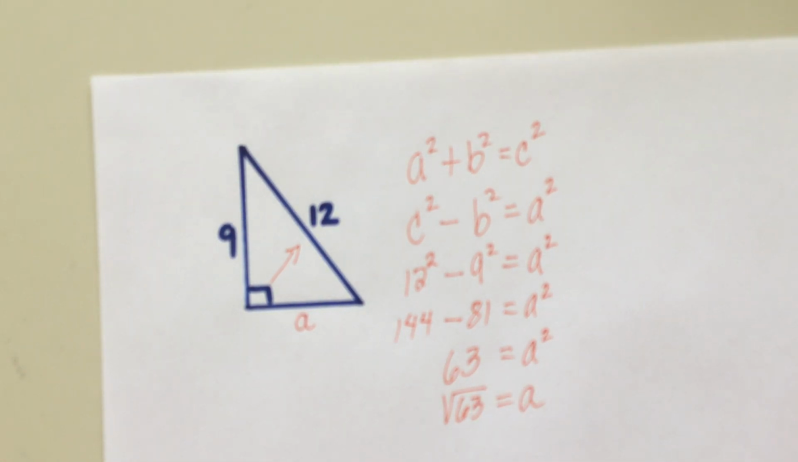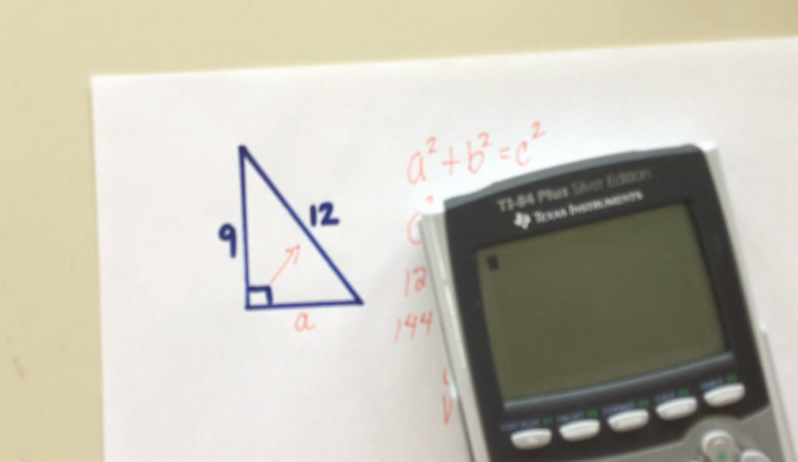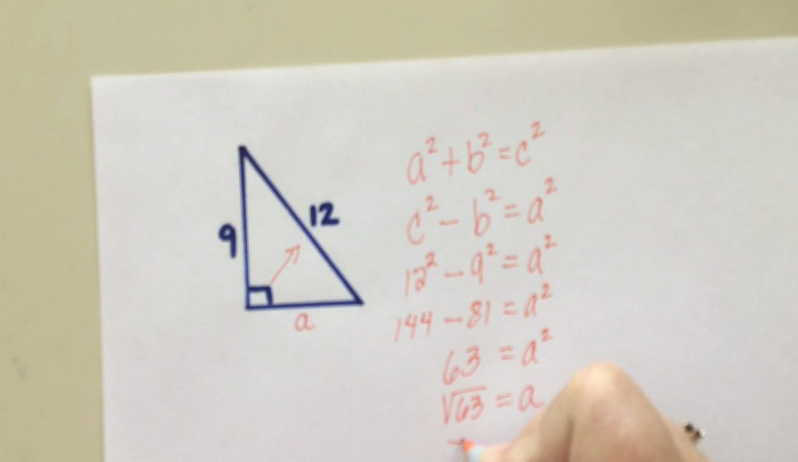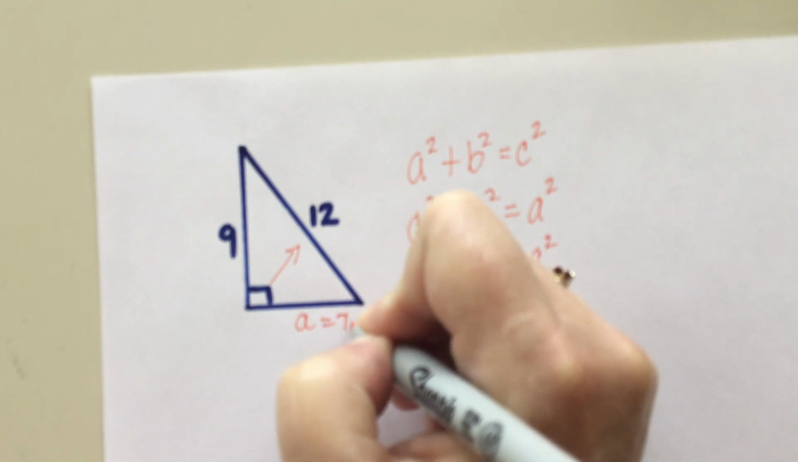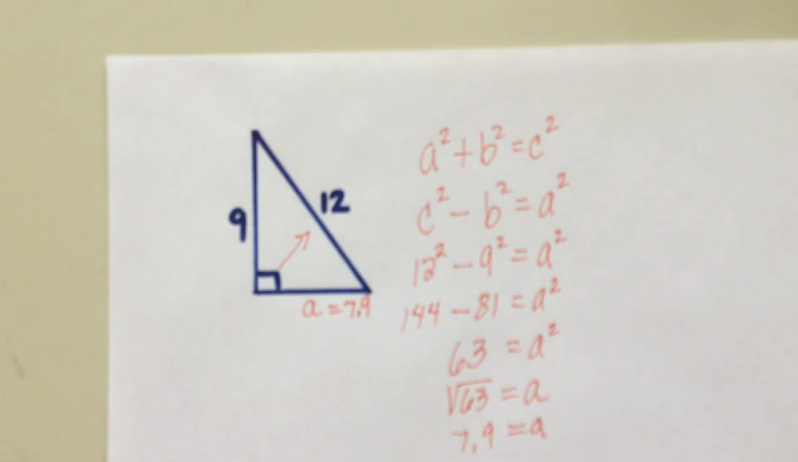I'm going to want my calculator again. Square root of 63 is approximately 7.9. So this missing leg right here is about 7.9. Pythagorean theorem works for right triangles. Leg squared plus leg squared equals hypotenuse squared.